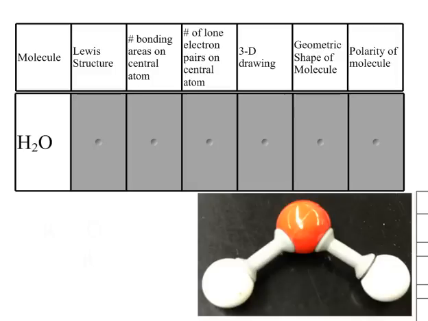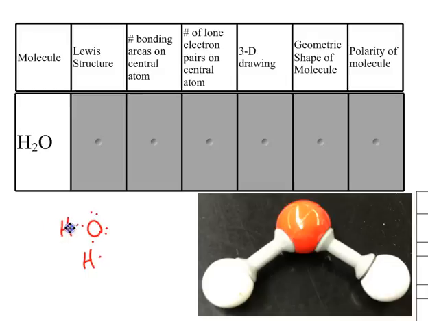The next molecule that we're going to analyze is water. We see here that water has the formula H2O. You can see this is the oxygen. These are the 2 hydrogens. If we were to draw the Lewis structure from the electron dot structures, we would have 2 hydrogens, each with 1 valence electron, and we would have 1 oxygen with 6 valence electrons.